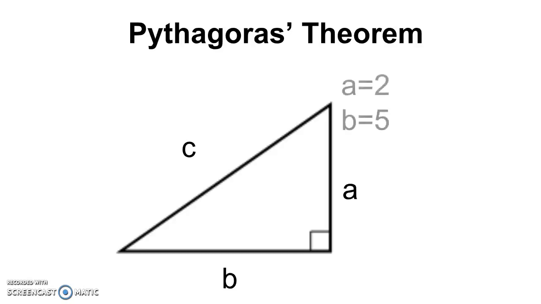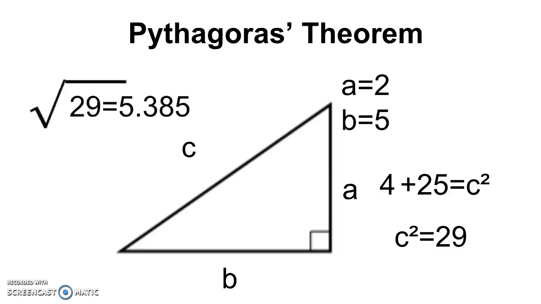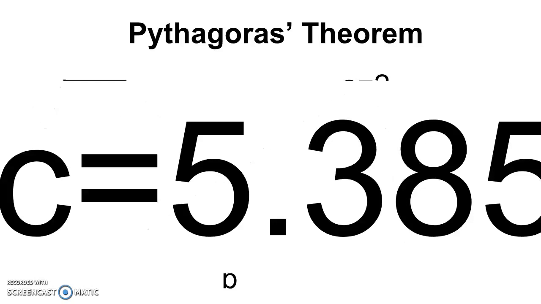So if a was 2 and b is 5, then 2 squared is 4 plus 5 squared, which is 25, equals c squared. So now we have 4 plus 25 equals c squared. 4 plus 25 is 29. So c squared equals 29. And the square root of 29 is 5.385. So c equals 5.385.